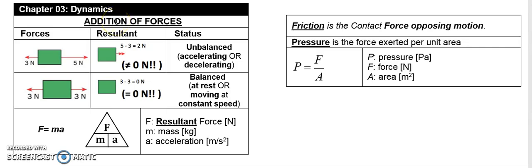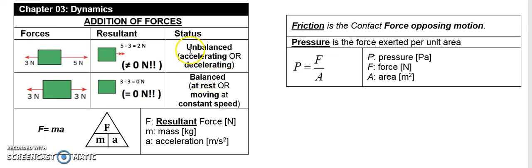In forces, first we look at forces in one dimension. If you've got two unequal forces, the resultant force will be 5 minus 3, which is 2 newtons. Since it's not zero, we say the forces are unbalanced. What about the other case here? The forces are balanced because both sides are the same, so it's 0 newtons. Forces are balanced.